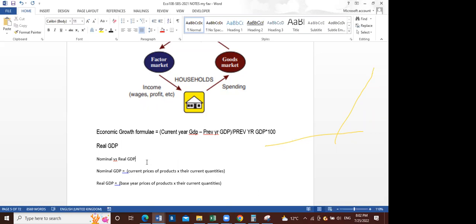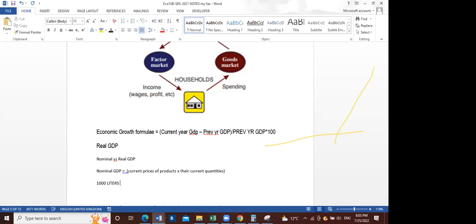So that gives us an indication that prices can increase without an increase in the production or productivity itself. And the gross domestic product that we can calculate without taking into consideration the changes in prices is what we refer to as nominal GDP. So for instance, I want to give an example here. For nominal GDP, suppose that we have 1,000 liters of fuel.